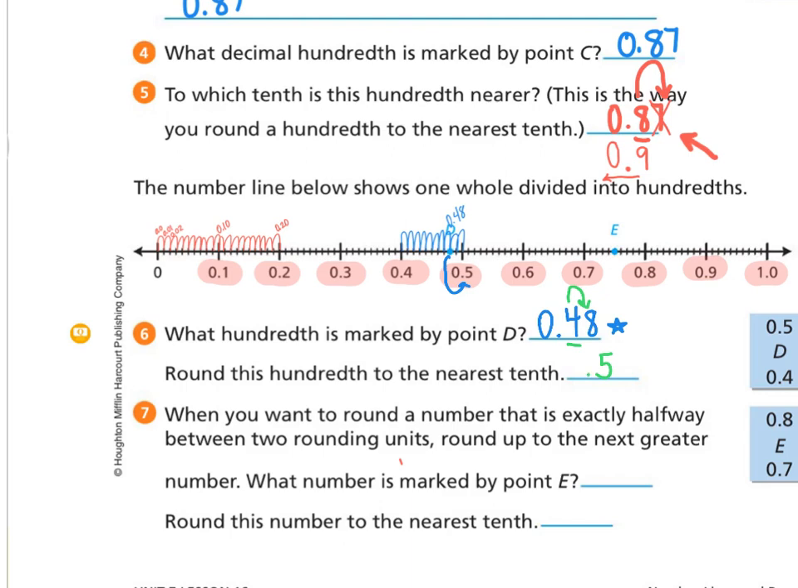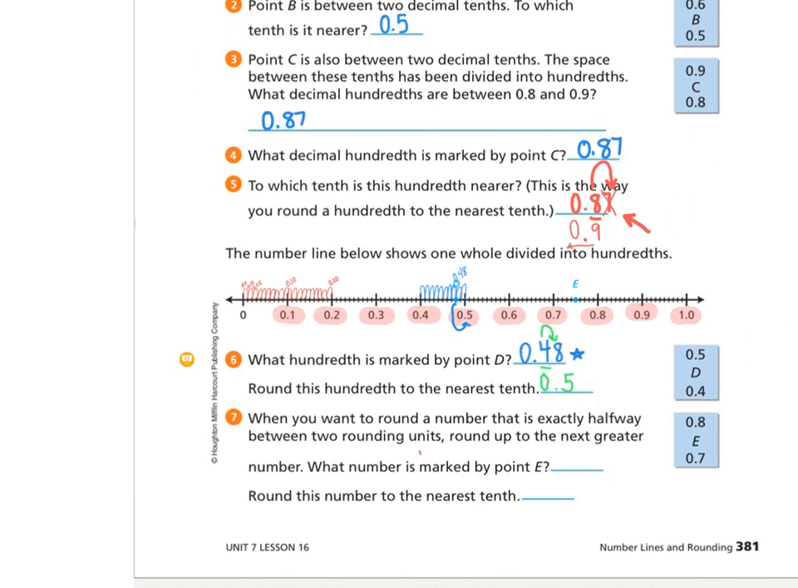Everything to the left stays the same. Everything to the right doesn't matter, gets eliminated. So it is closer to 5 tenths. Number 7 says, when you want to round a number that is exactly halfway between 2 rounding units, round up to the greater number. Essentially what they're saying is, well, if it's out of 5, we know that if it's 5 or greater, we go up.